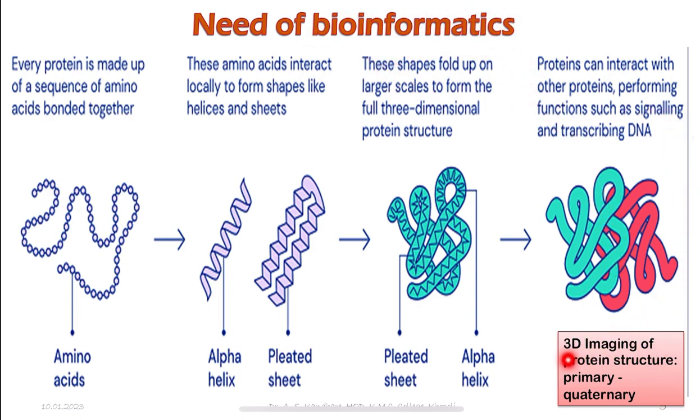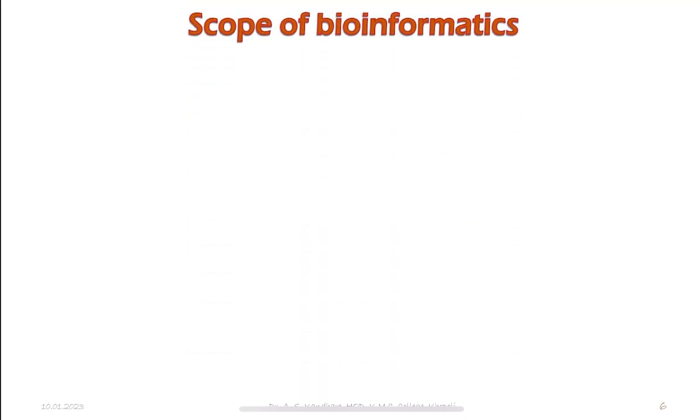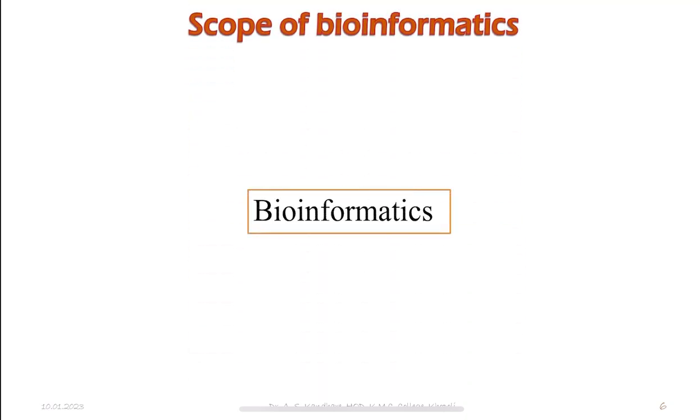So here 3D imaging of the protein structure, primary to quaternary structures, can be understood with the help of bioinformatics. So हमारा जो स्टडी है प्रोटीन के बारे में वो बहुत इजी हो जाता है और इसीलिए ही बायोइन्फॉर्मेटिक्स ज़रूरी है. So here I would like to clarify to you what is the need of bioinformatics. So in this way you can see the need of bioinformatics, isn't it?